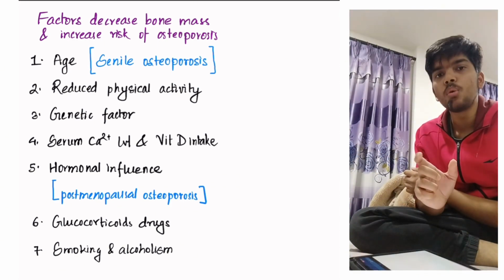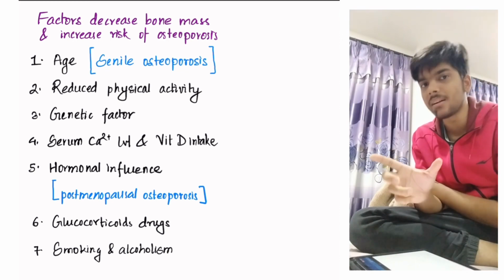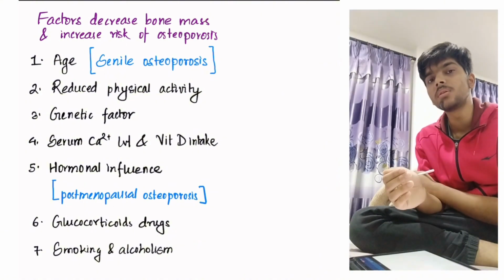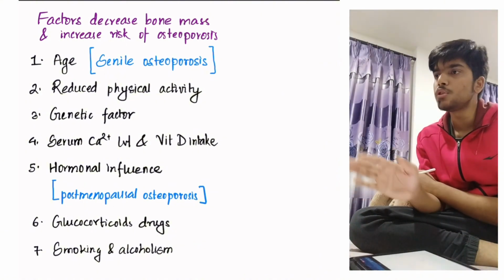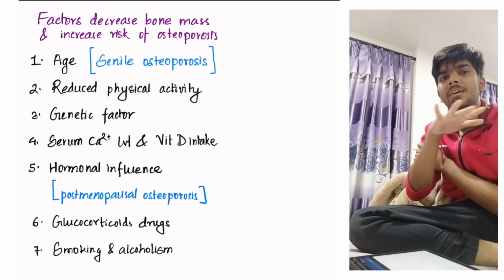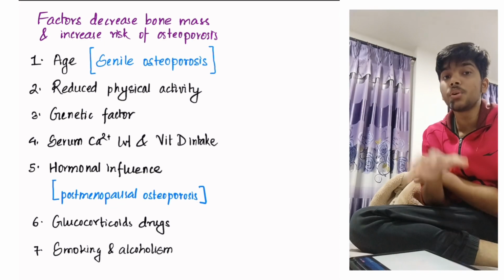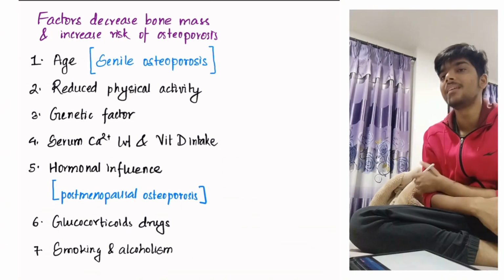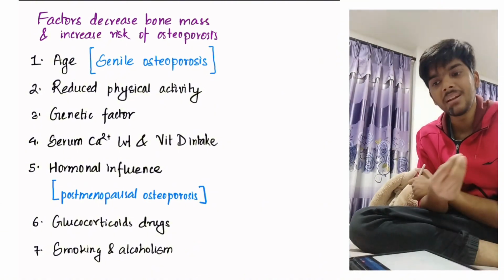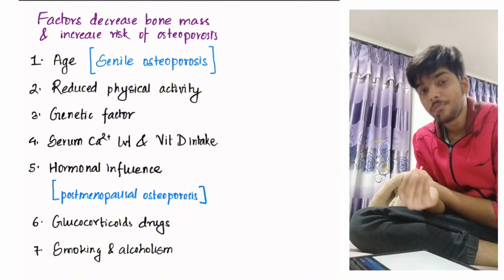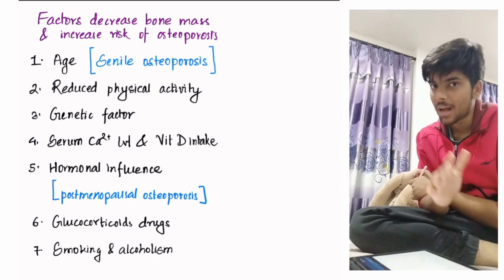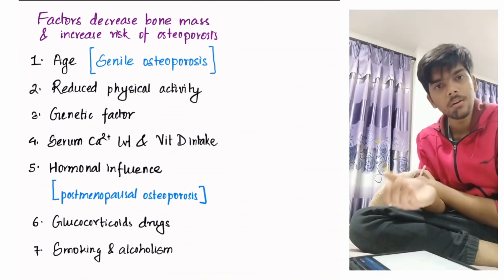The reason being, your osteoblast cells become inactive. Osteoblast cells become irresponsive towards growth factors. As a result, osteoblastic activity decreases, but osteoclastic activity remains the same. Overall, osteoclastic activity becomes greater than osteoblastic activity. That is, resorption of bone or breakdown of bone becomes greater than formation of new bone. As a result, there is a decrease in mass of the bone, and this increases the risk of osteoporosis.